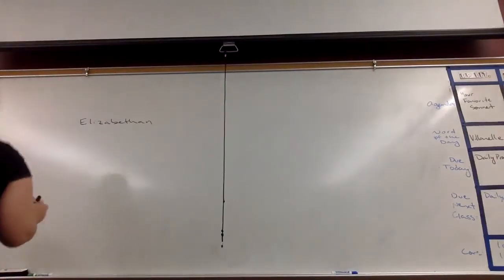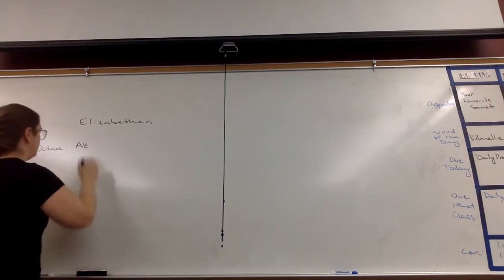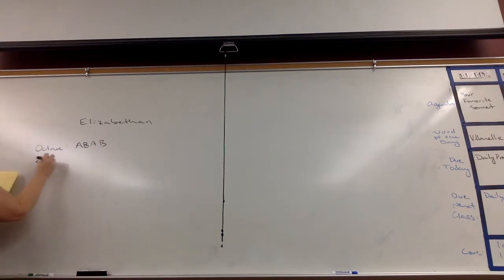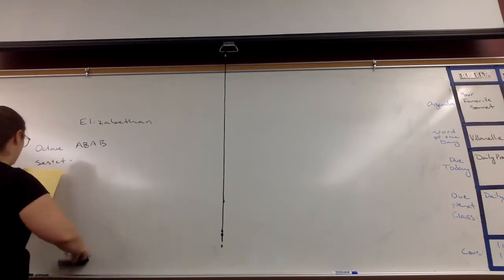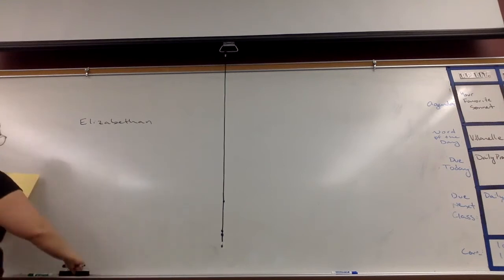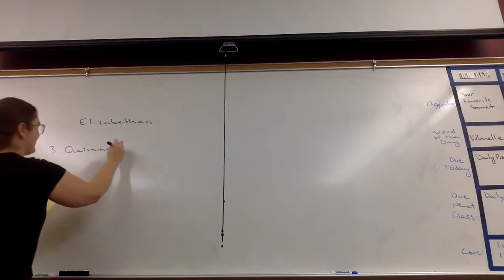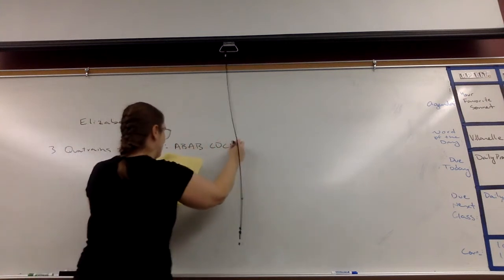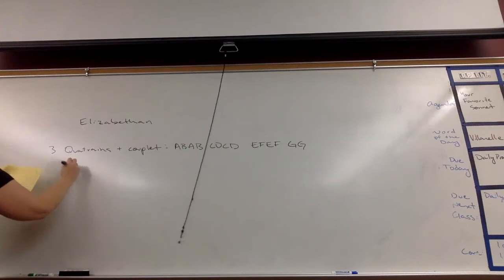All right, so these are more specific. It is broken up into an octave that goes A, B, A, B, and then a sestet, which is C, D, E. Wait, I'm messing this up. Sorry, that's an Italian. Cross it out. It's three quatrains plus a couplet. I was like, that does not sound right. A, B, C, D, C, D, E, F, G, G. And it's in iambic pentameter.